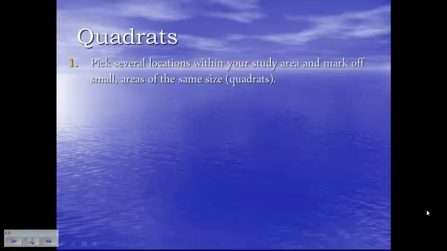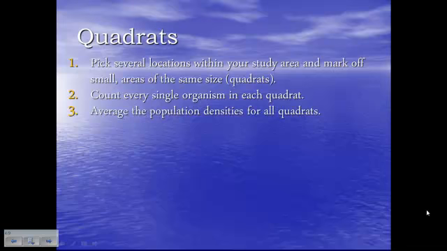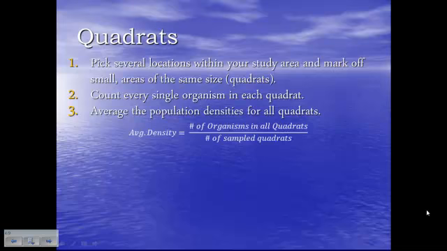If they're all the same size and it's some sort of easily divisible number like 1/10 or 1/100th, it's much easier to multiply. The first step that we start after that is counting every single organism in each quadrat. And then we average the population density for each organism in each quadrat by taking the number of total organisms in all the quadrats that we looked at and dividing it by the number of sampled quadrats. So if we sampled maybe 5 quadrats, we add up the number of organisms that we saw in each one divided by 5, and that's our average density.